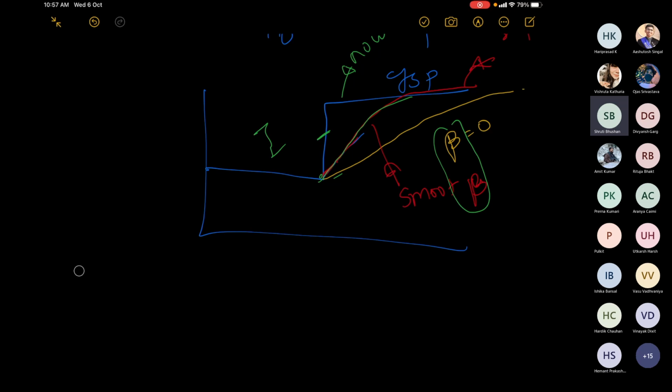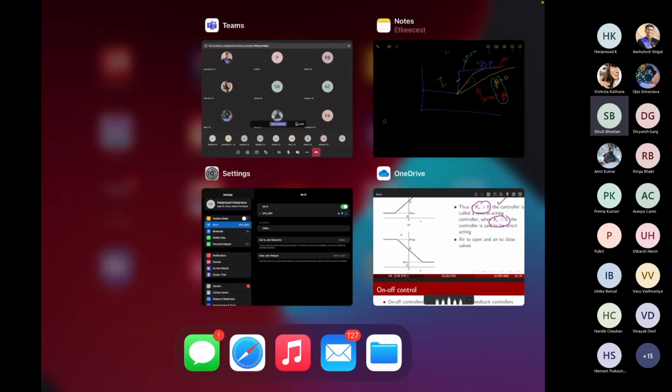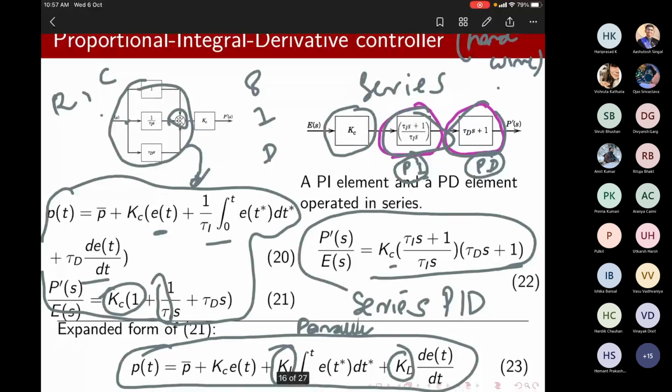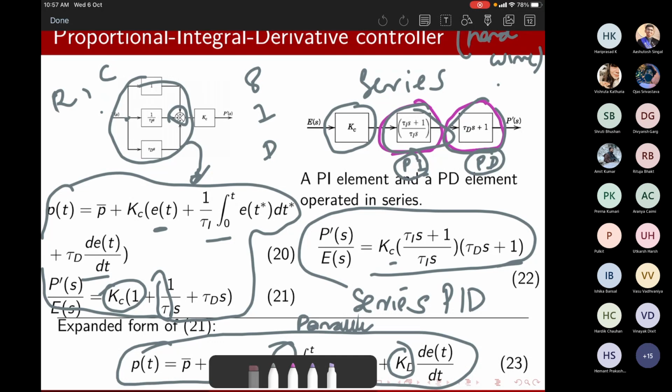Sir, and also, why are we preferring the parallel form over series? I did not understand that part. Okay, so let me go there. When you have the series form, you would double count your P, in PI and PID, you see that? Yes, sir. While in parallel, that won't happen, but you would have additional challenges related to multiple taps and multiple connections.